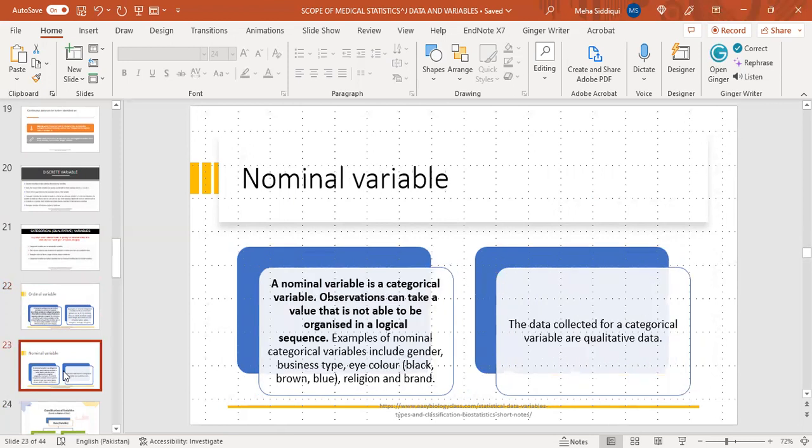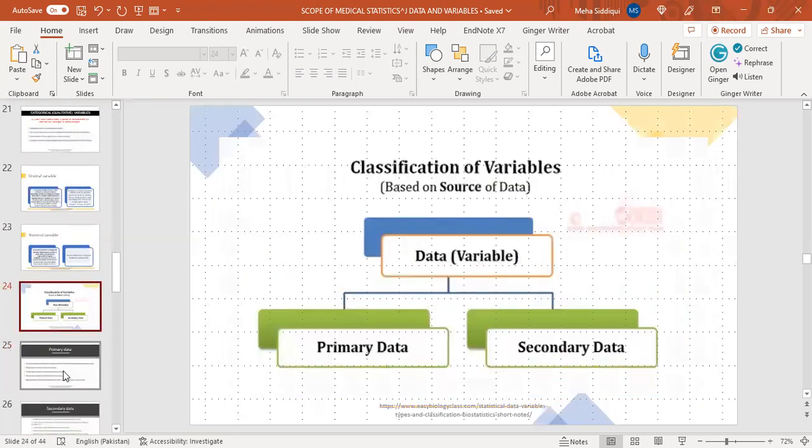Then comes the nominal variable. This is the second type of qualitative variable. In this, observations can take a value that is not able to be organized in a logical sequence. Examples of nominal categorical variables include gender, business type, eye color like black, brown, blue, religion, brand, and the data collected for a categorical variable are qualitative data.